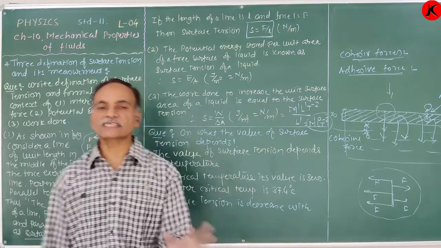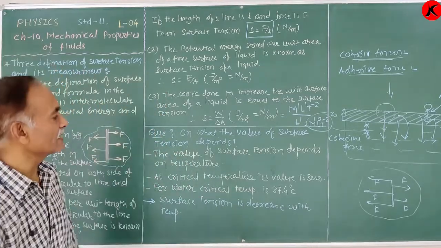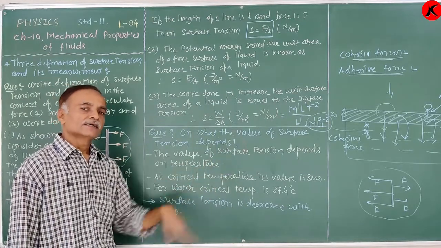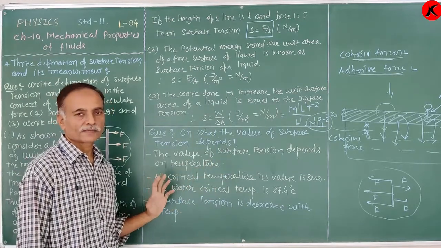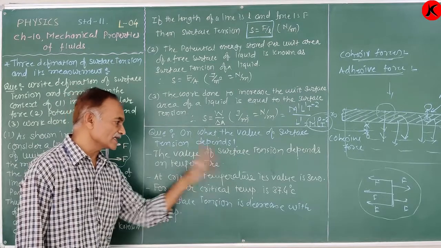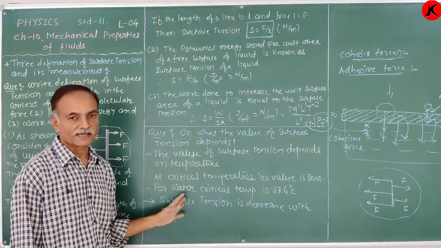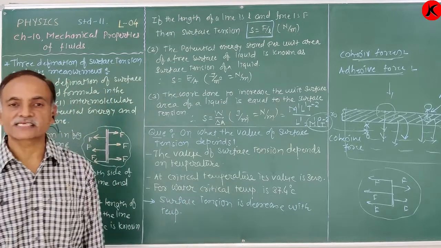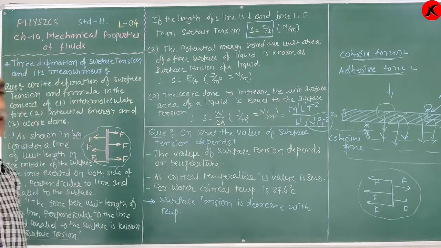Again, the value of the surface tension depends on temperature. At critical temperature, surface tension is zero. The critical temperature of water is 37.4 degrees centigrade. So from this we can say that the surface tension decreases with temperature.